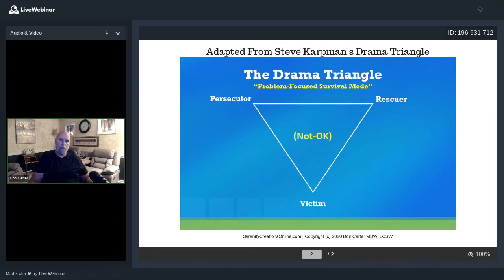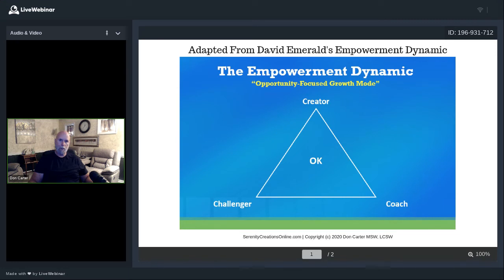So the alternative to that would be David Emerald's empowerment dynamic. This is an opportunity-focused growth mode. So it's different. In fact, it's flipped upside down. The triangle now is pointing up because the victim was in the down position. The opposite of a victim is a creator. I'm the creator of my own life. And that goes for whether something good is happening in my life or something bad. Usually, even if it's bad, I've probably played a part in that. And I've created the bad thing in my life by decisions I made, typically.